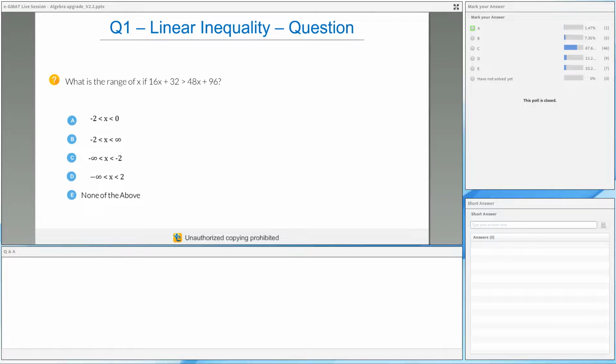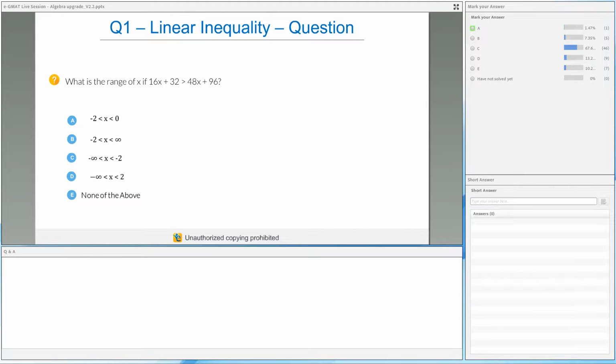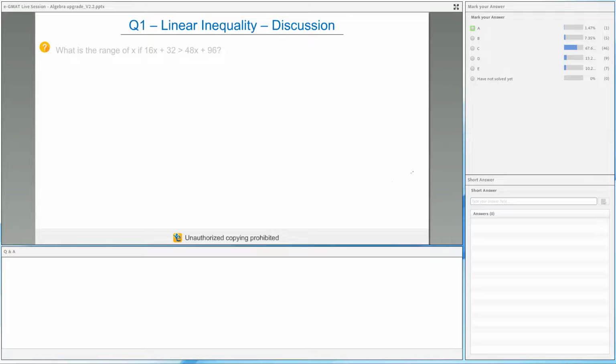Okay, let me broadcast the result, and the winner in this case is C, though I have a few B, D and E, and I am not sure why people are making mistakes in this question. This is almost similar to the first question that we discussed in the warm-up. In this case, I need to find out the range of x. As I've already told you, you can simply take 48x or 16x to either the left hand side or right hand side and solve the question.